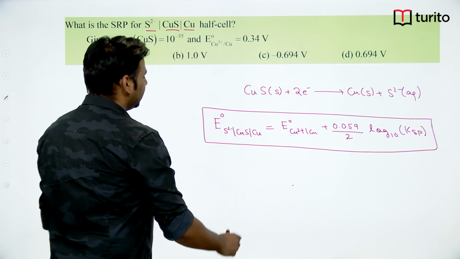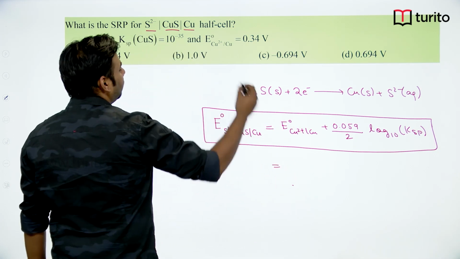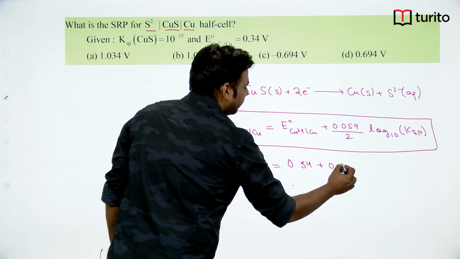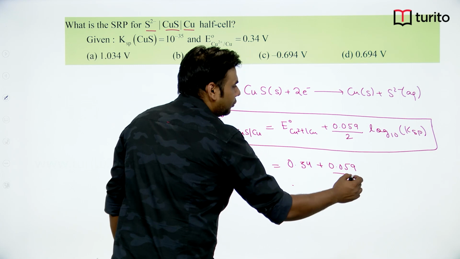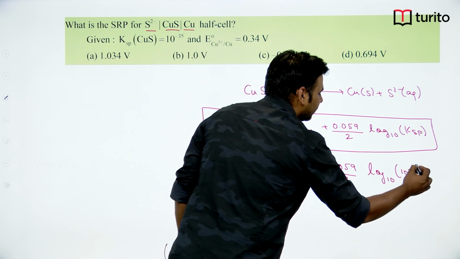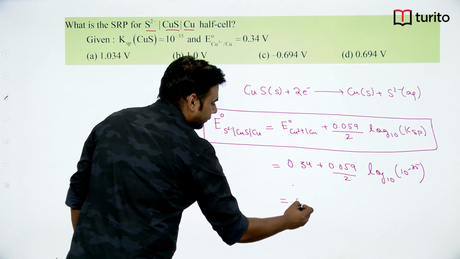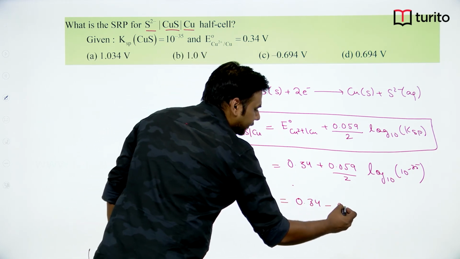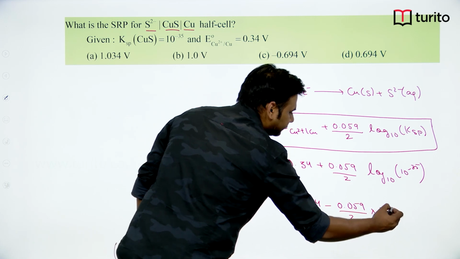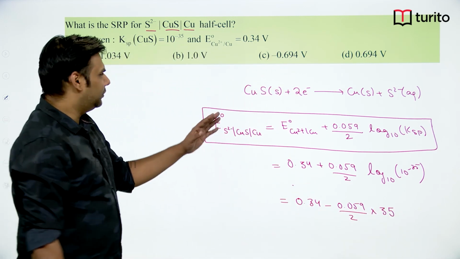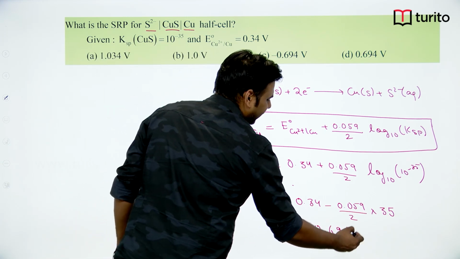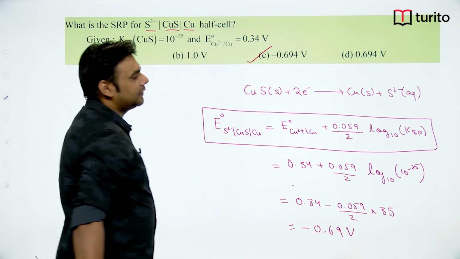So you can directly use this now. E naught we know is 0.34 plus 0.059 upon 2 into log of 10 raised to power minus 35. So this will become 0.34 minus 0.059 upon 2 into 35. When you do the calculation, I think the answer should come as minus 0.69 something. So C is the correct answer.